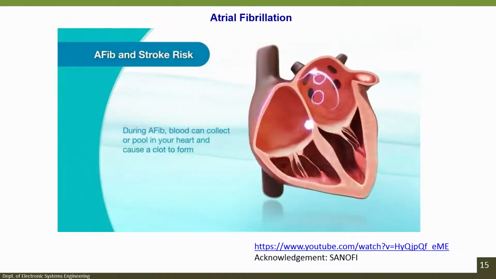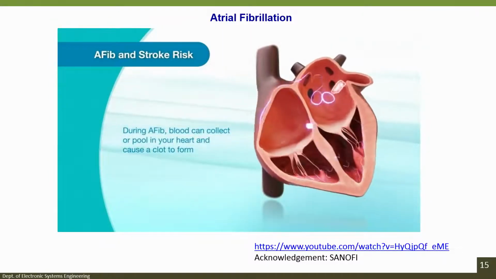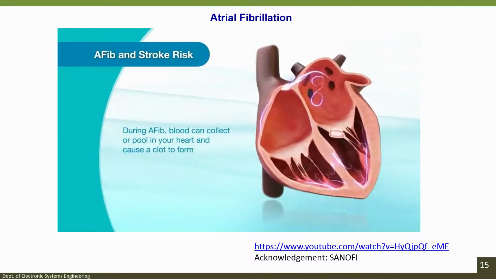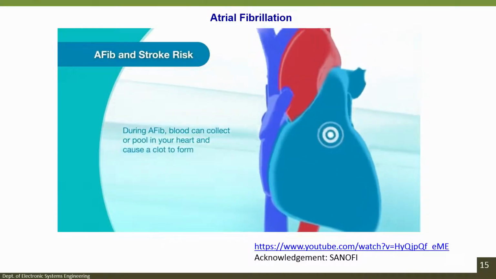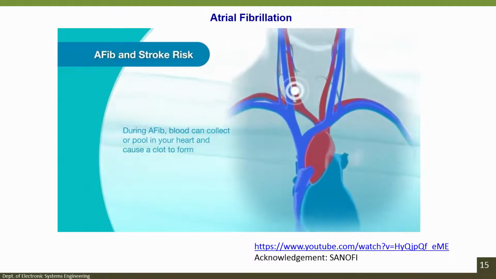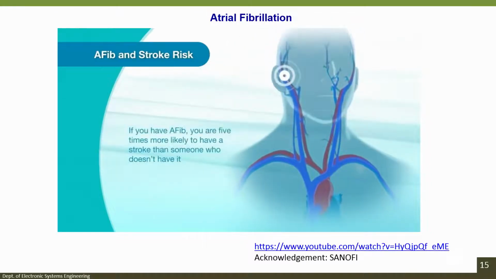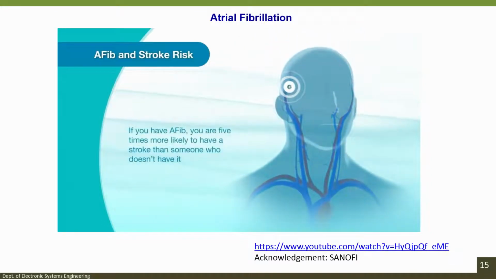During Afib, blood can collect or pool in your heart and cause a clot to form. If this happens, the clot can travel from the heart to the brain and cause a stroke. If you have Afib, you're 5 times more likely to have a stroke than someone who doesn't have it. It's important to talk to your healthcare provider about your risk of stroke and how to reduce it.